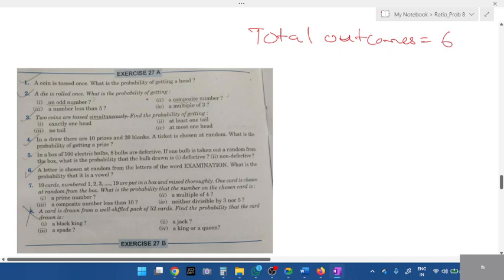Now, what is the probability of getting an odd number? In 1 to 6, what are the odd numbers? Okay, look at the way I'm writing. First, you have to write it like this. Favorable outcomes.